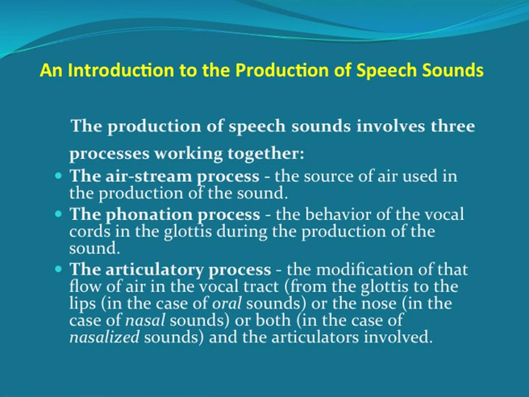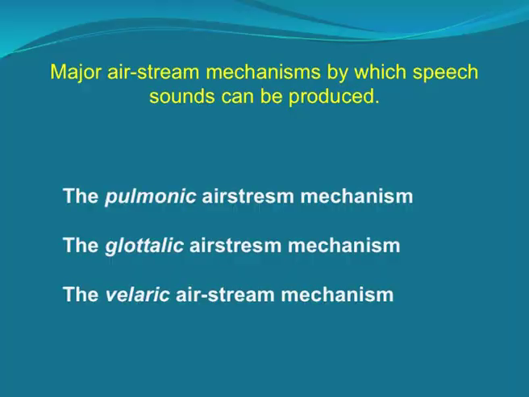The production of speech sounds involves three processes: the airstream process, the phonation process, the articulatory process. The airstream process talks about the source of the air used in the production of sounds. Well, we have three different kinds of airstream processes. They are the pulmonic airstream mechanism, the glottalic airstream mechanism, and the velaric airstream mechanism.